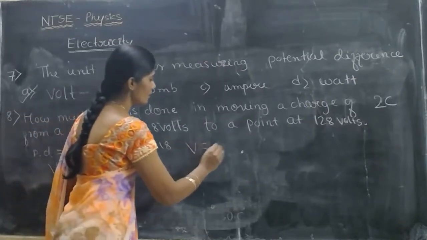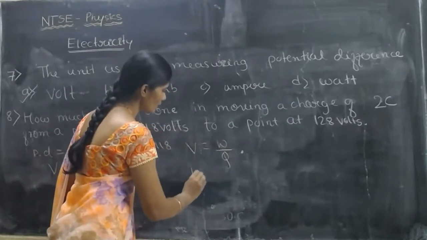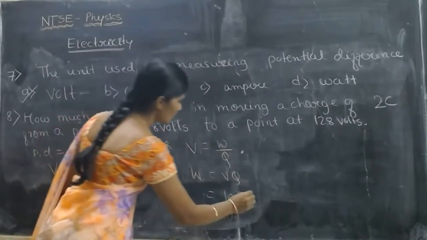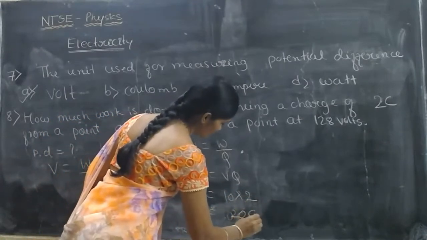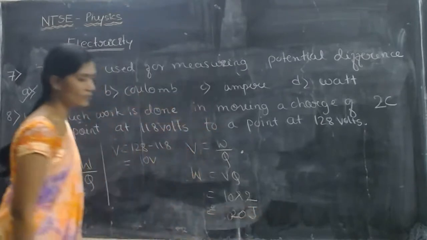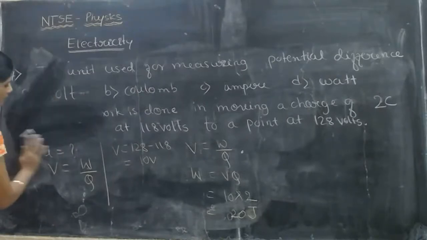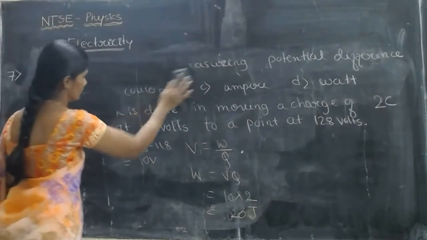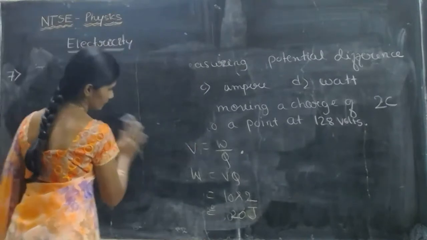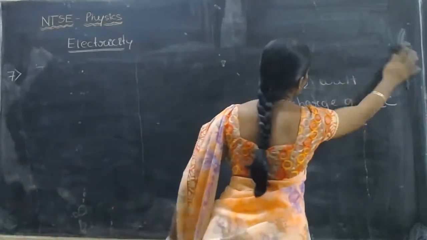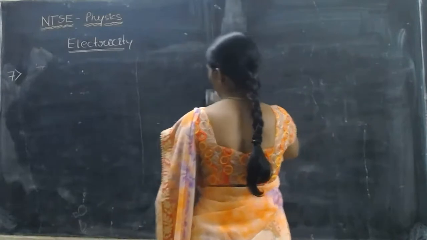V equals to W by Q. W we want to find out. W becomes V into Q. V is 10 and Q is given. So as it is work done, unit is joules. Eight one now, nine one. Today is solving very easy questions. Day by day, raise the level of difficulties.